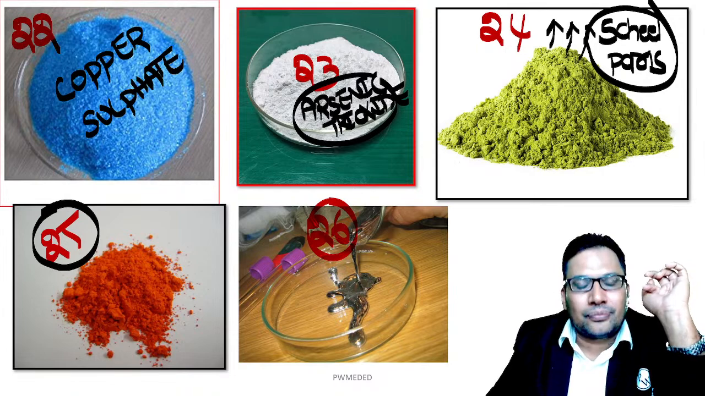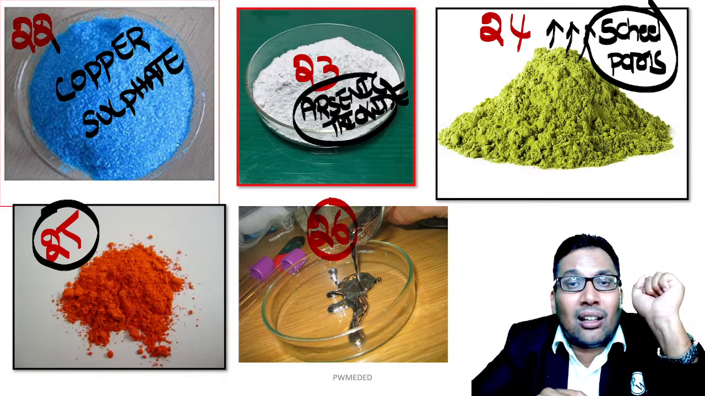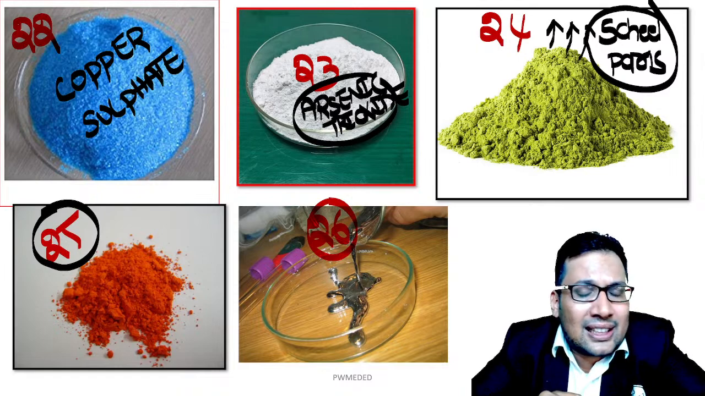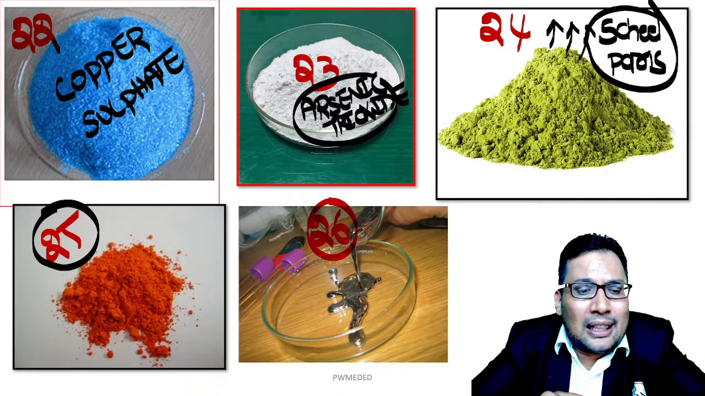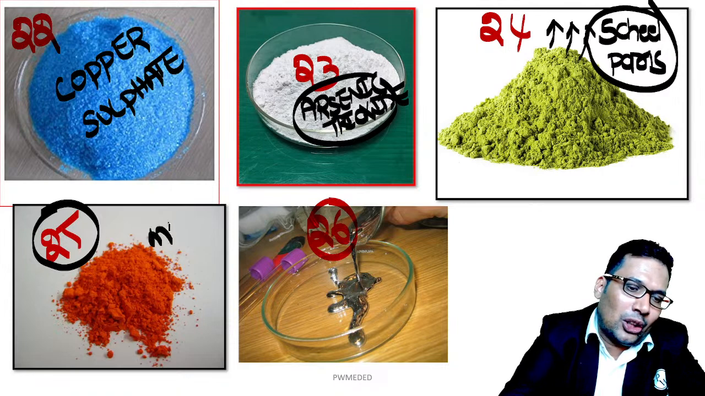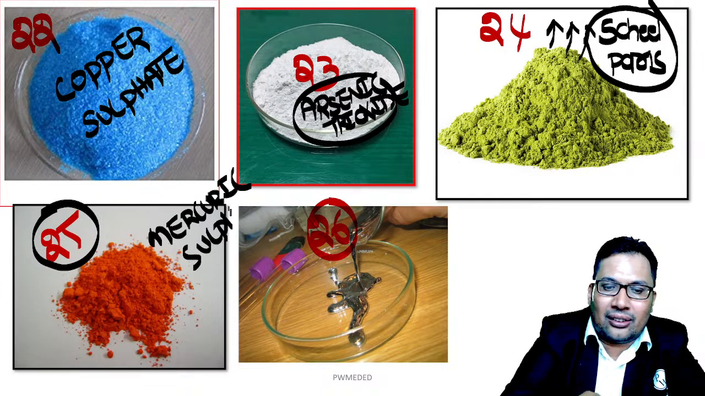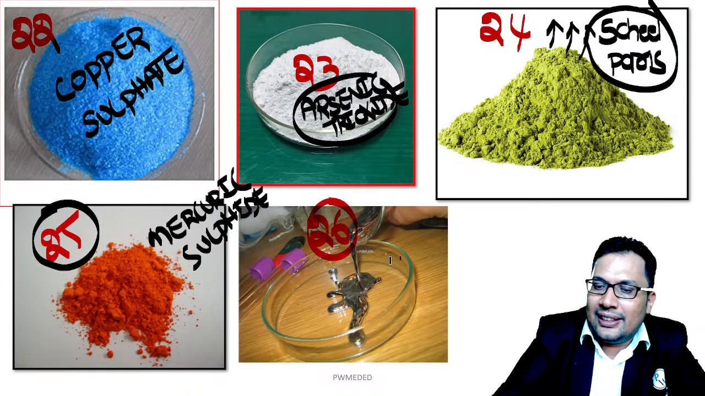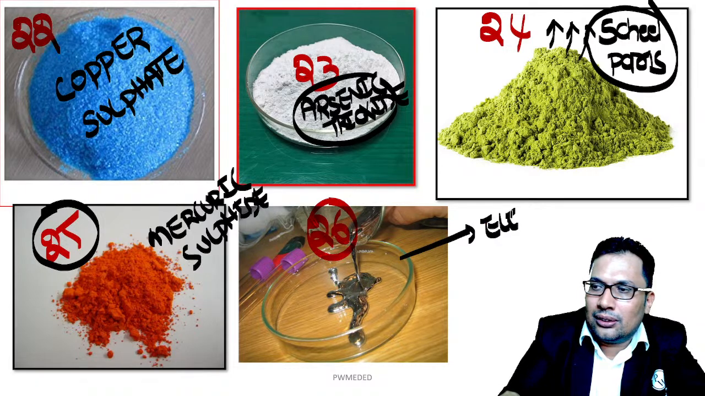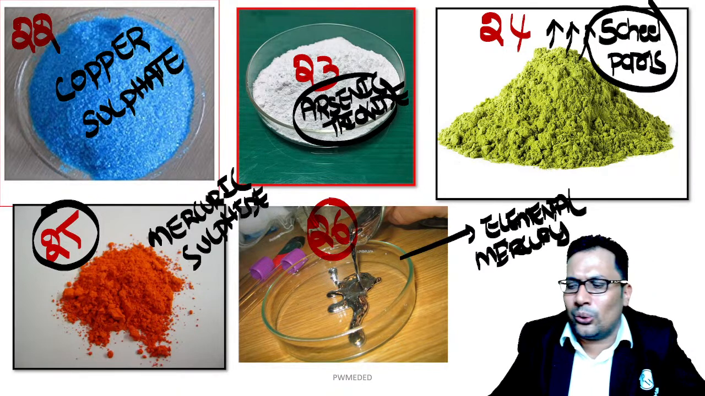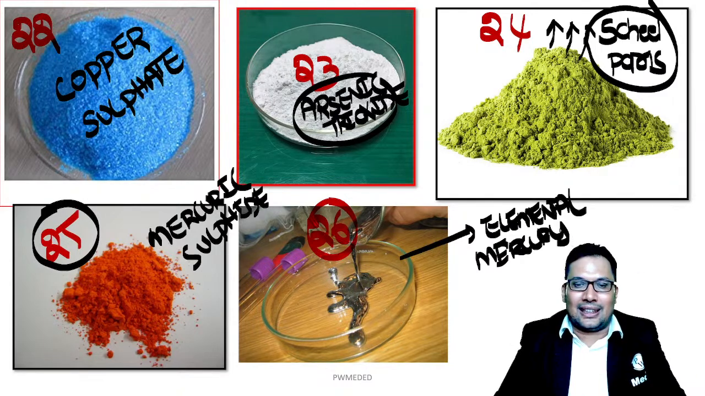25, look, a red color compound. What is the metallic salt which has a red color? This should be mercury sulfide, a mercury compound. And this is elemental mercury. All these images can be asked, any one of the images can be asked in the exam.